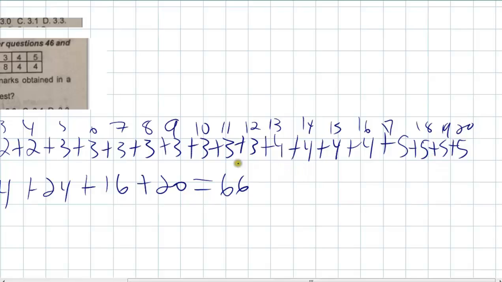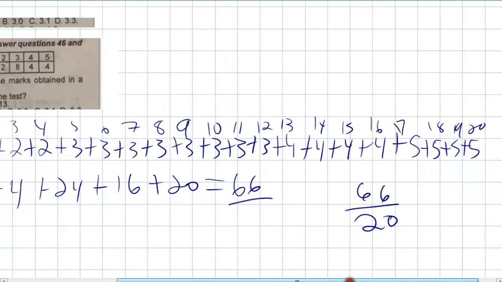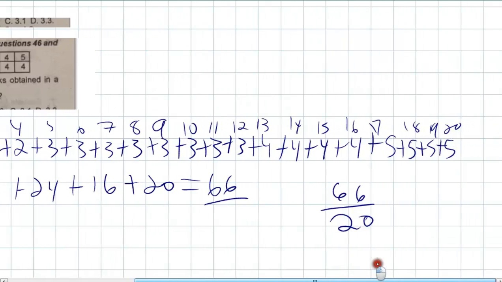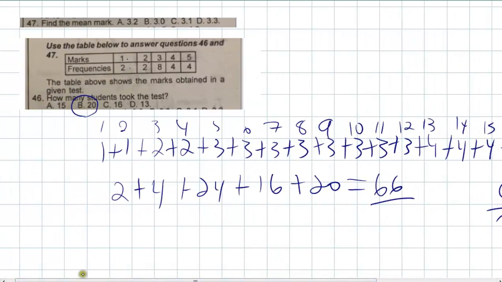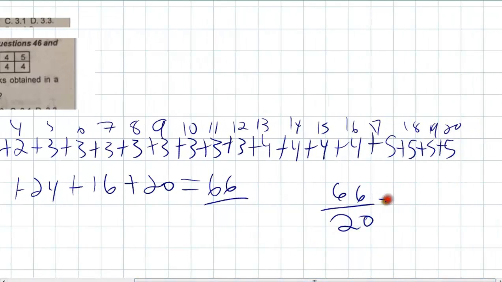And so we have to take the sum of the marks, which we found was 66, and divide that by how many marks appear. And so you didn't have to go through and recount them, because if you figured it out in the previous answer, you could have just remembered, oh, it's 20. So you could have just been ready to go.